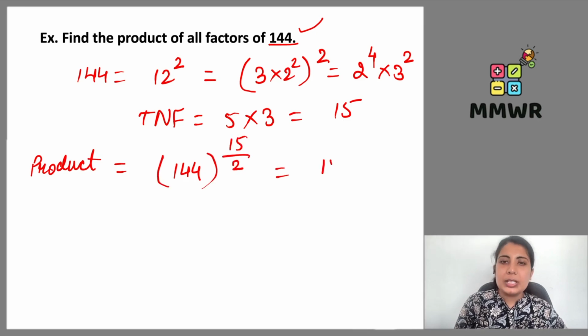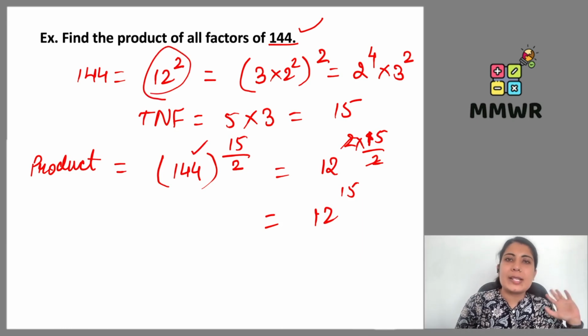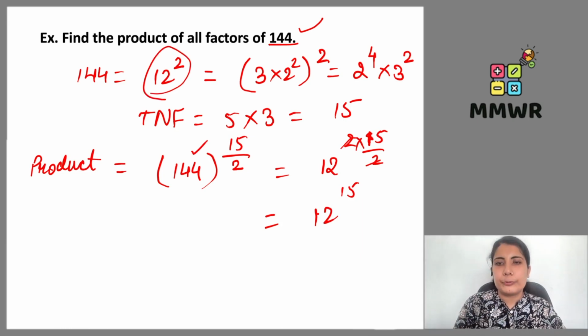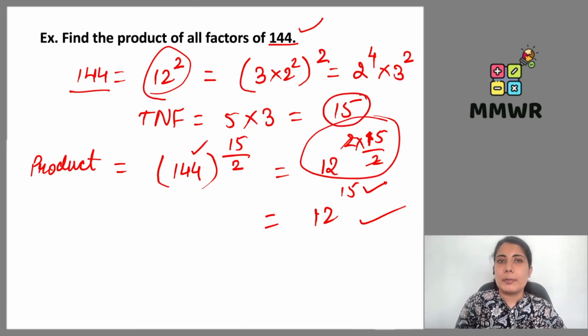You can do it mentally also. 12 square multiplied by 15 upon 2. Directly you can write 12 to the power 15, as the 2 gets cancelled out. So directly also you can do it: in place of 144, write 12 square, and then from this step you can get the answer. The total number of factors will be the power, but not of the number.